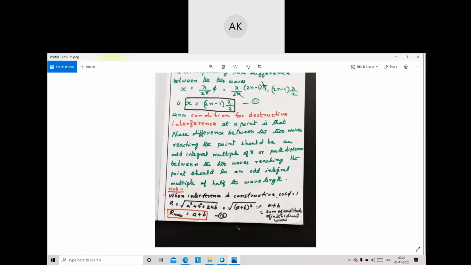R max, R means the amplitude of the resultant wave. What is the maximum amplitude? For constructive interference, that will be a plus b. A means the amplitude of the first wave, b means the amplitude of the second wave. So the maximum amplitude happens when we add both, a plus b. So the minimum will be a minus b.